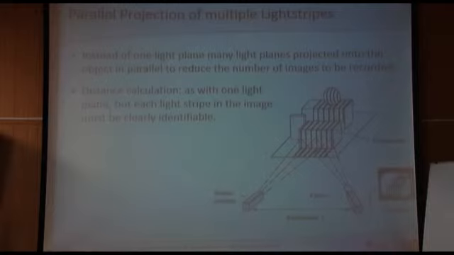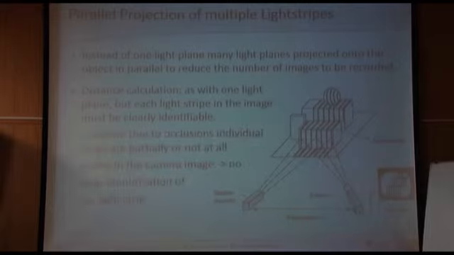The same as always. Main problem here is occlusion, because if the camera doesn't see the complete stripe, it's very complicated to find out which one is which, because there are holes in between, and then the identification doesn't work.